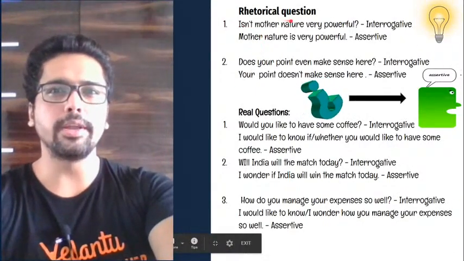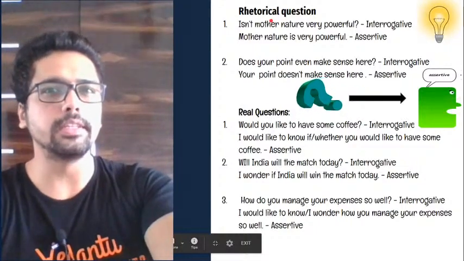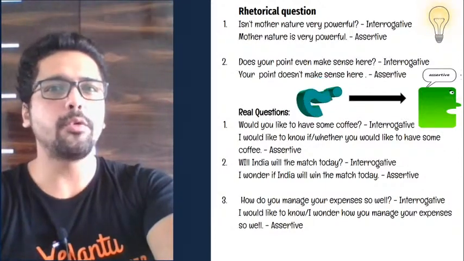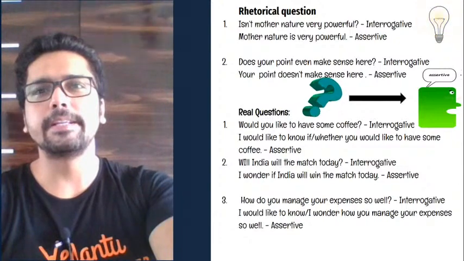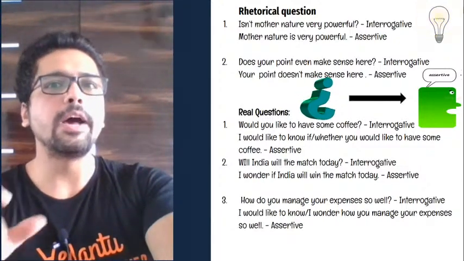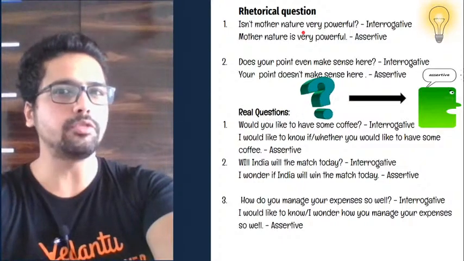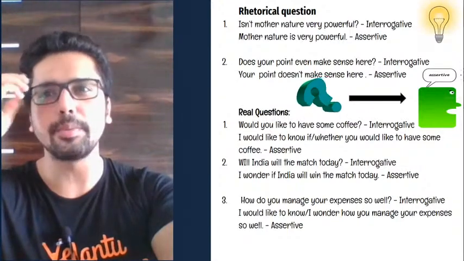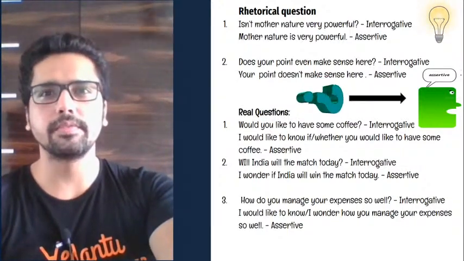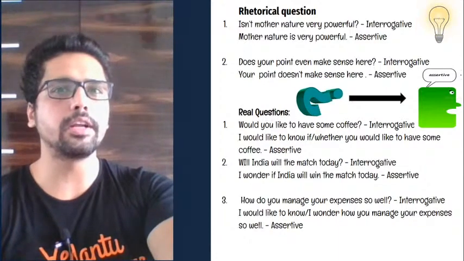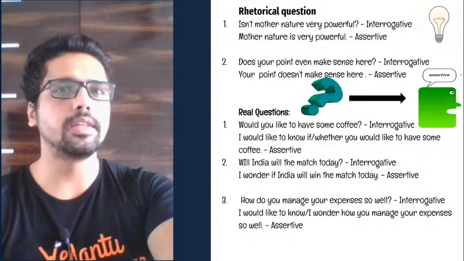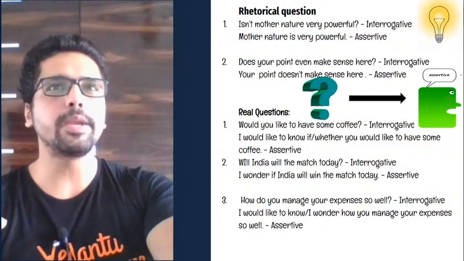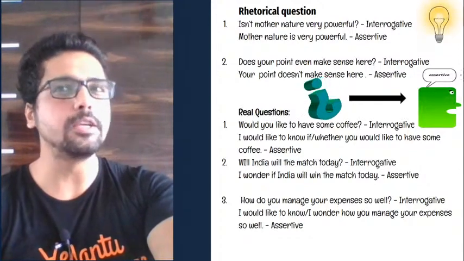See, look at this here. Rhetorical question. What do we mean by the word rhetorical? The word rhetorical means the question itself is the answer. These questions do not need an answer. For example, when I say, isn't Mother Nature very powerful? That means I'm trying to say, yes, Mother Nature is very powerful. So we are not asking for an answer here. When you frame a rhetorical question, you're not asking for the answer.